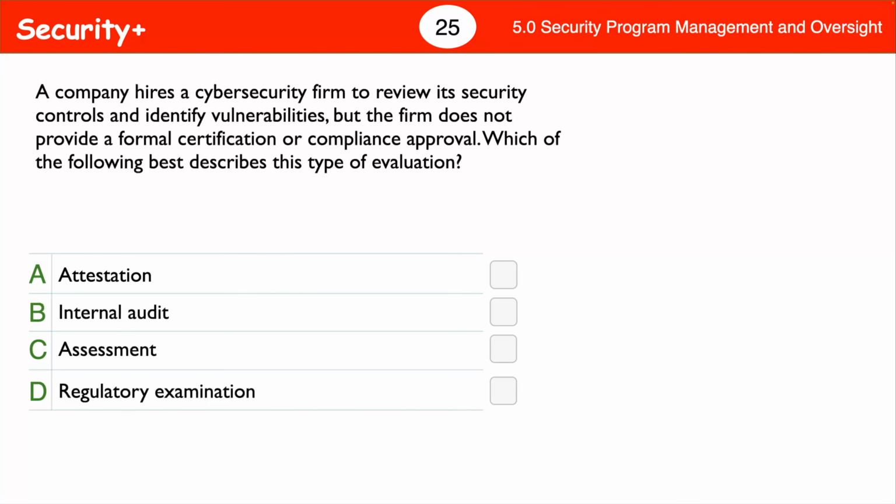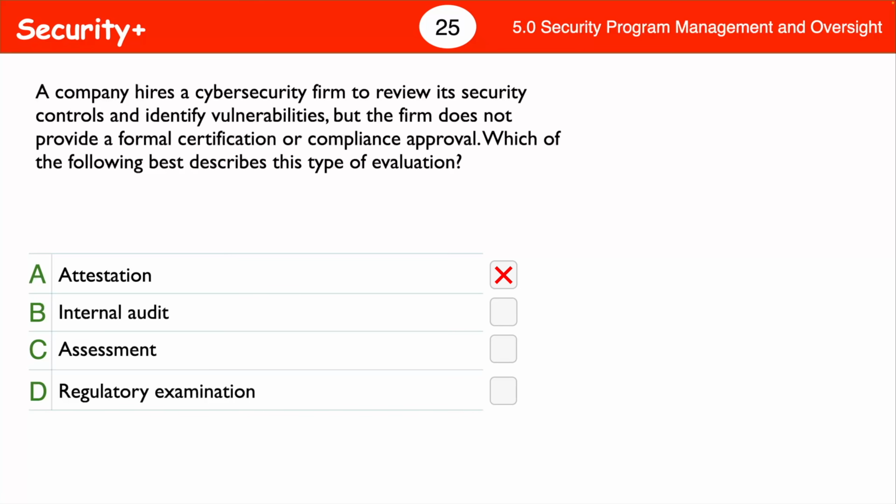All right, let's look at the key phrase here. Without a doubt, the key phrase is going to be hires a security firm. I'd say there's a second one, and that's firm does not provide a formal certification or compliance approval. So let's do the process of elimination. We can start by eliminating A, attestation. Remember from a previous question that attestation is a formal declaration of compliance, but the scenario here states no official certification is given. So it can't be that one.